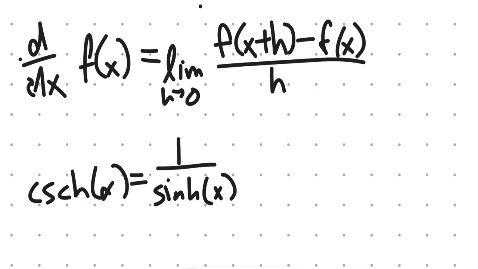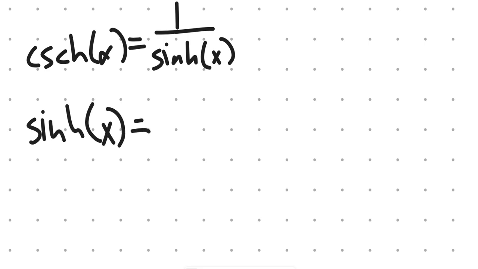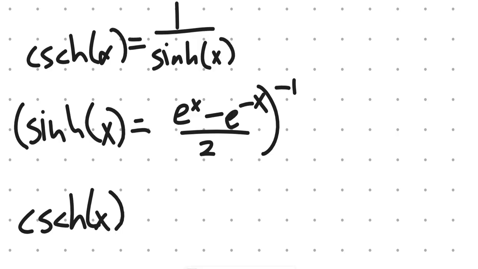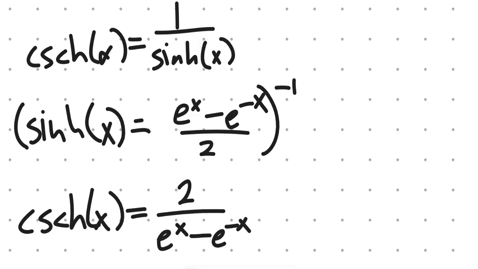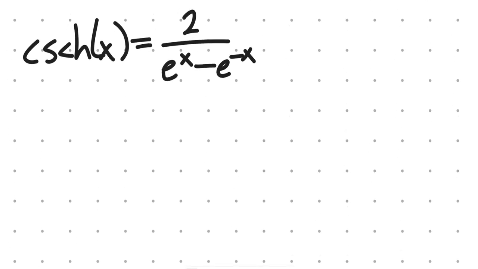Now, what is sine hyperbolic of x? Sine hyperbolic of x is equal to e to the x minus e to the negative x over 2. So if we take everything to the negative 1 power, cosecant hyperbolic of x is equal to 2 over e to the x minus e to the negative x. So we can use this in our limit definition.